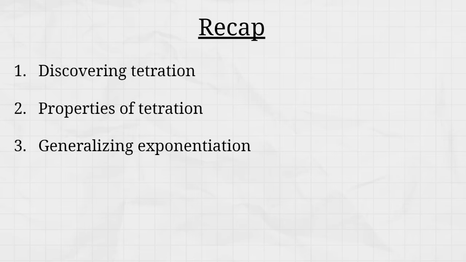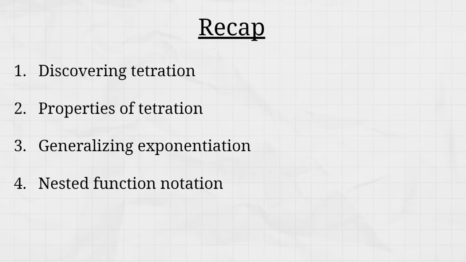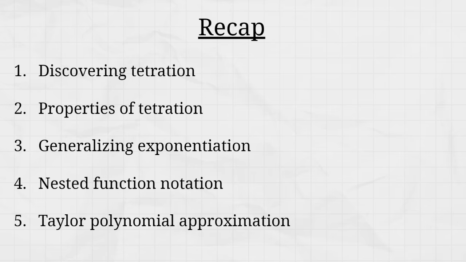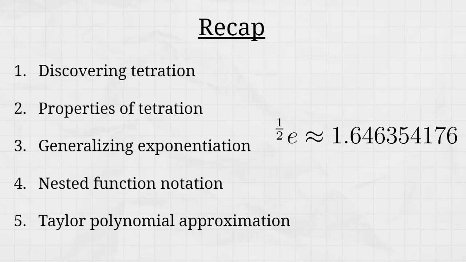Then, we invented a new nested function notation to generalize repeated or nested functions, and discovered some of the properties of this notation through analysis of tables. Finally, using some of the properties we found, we used Taylor polynomial approximations to find a value for the 1/2 tetration of e to a high degree of accuracy and precision.